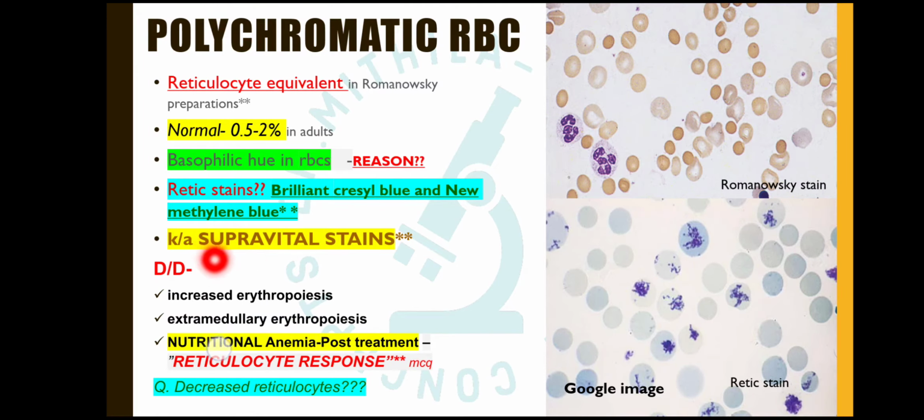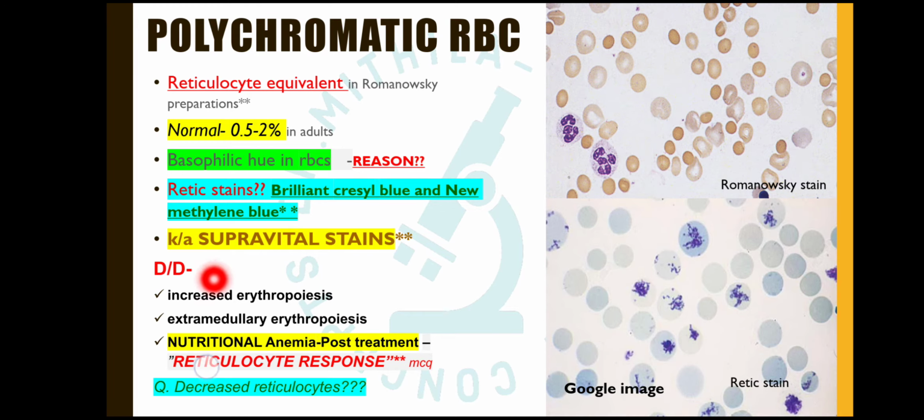Now the normal reticulocyte count is 0.5 to 2%. We correct the reticulocyte count in relation to the packed cell volume of the patient, so that gives us a corrected reticulocyte count. The corrected RC is the RC multiplied by the packed cell volume of that patient upon the packed cell volume which is normal for that age and sex. So that gives the corrected reticulocyte count.